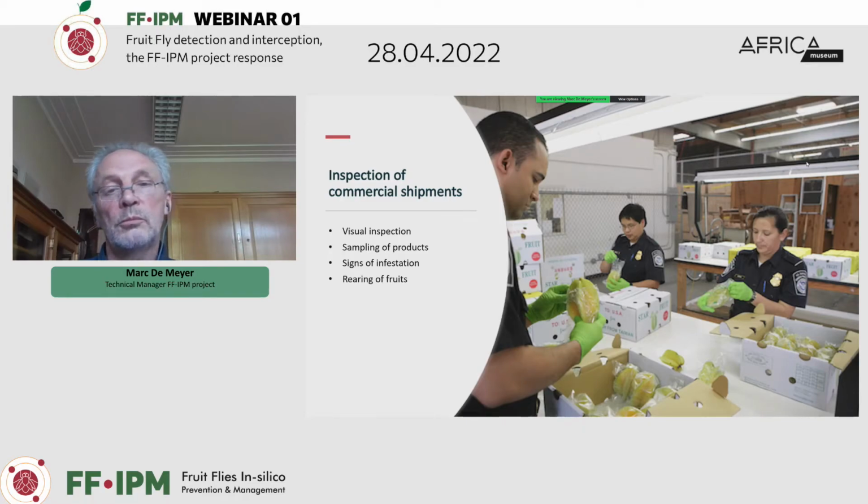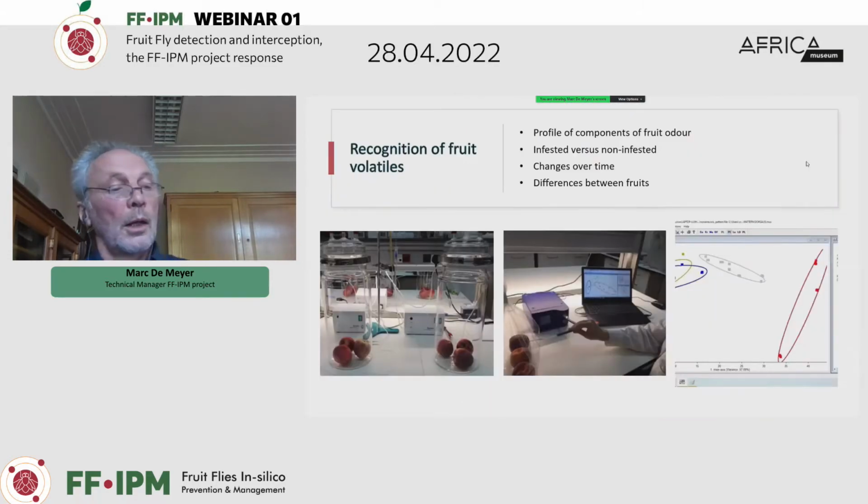Now, what about, rather than looking for it, we could sniff it, we could smell whether a fruit is infested or not? Well, actually, that is possible. As you all know, if you take an apple or a peach and you smell it, it has a certain aroma. There is a certain fruit odor that you can detect, even with our noses, which are not that sensitive. You can smell it and say, oh, this smells nice. This looks like a great fruit.